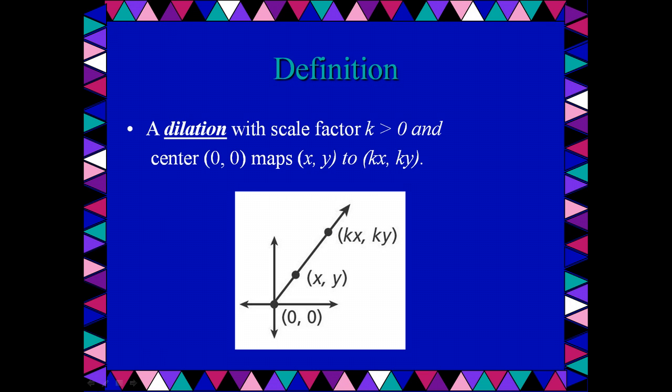Dilations are like resizing pictures if you use Microsoft Office. You put a picture in and you pull the little tabs on the side and make your picture larger or smaller. Maybe we'll multiply by a whole number, or maybe we'll multiply by a fraction and make it smaller. So this is a resizing of a figure or shape.